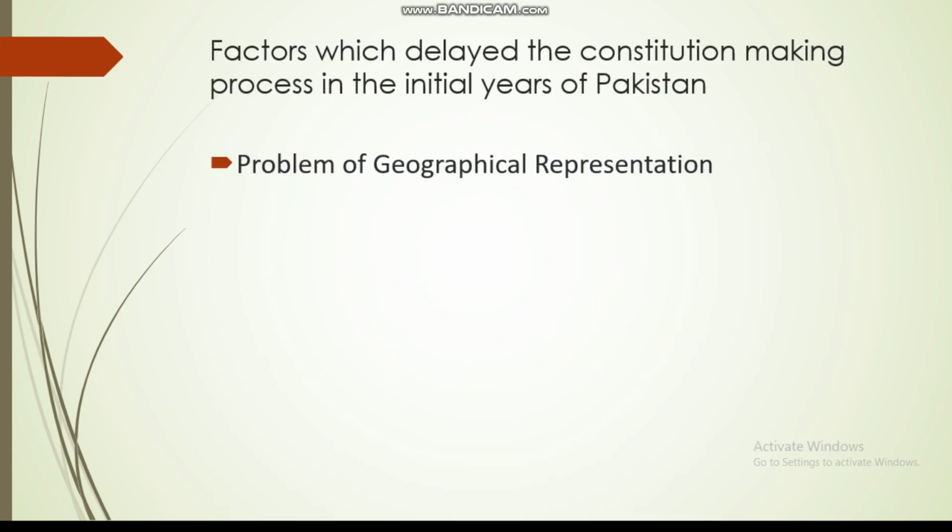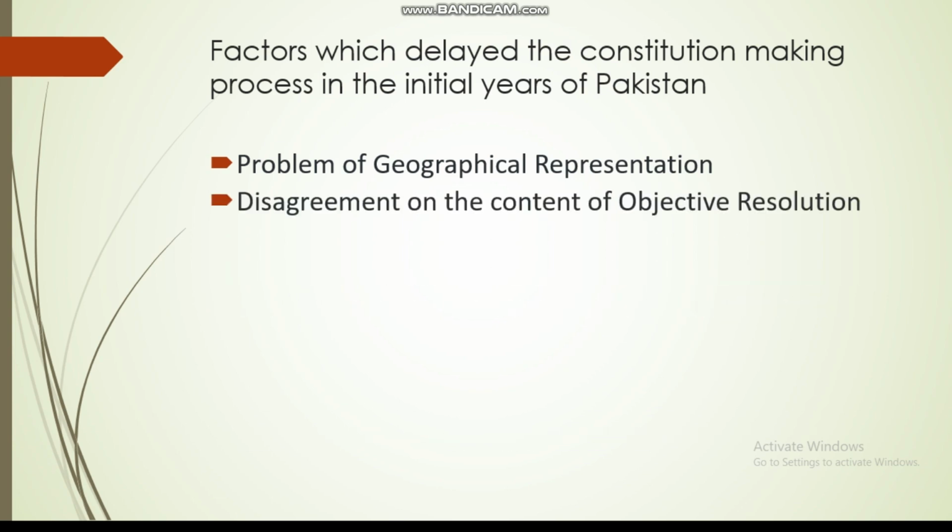Another reason was the problem of geographical representation. Here, East Pakistan was demanding more representation on the basis of population, because their population was 54%. They were demanding representation on the basis of their population. West Pakistan was demanding equal representation for both wings on the basis of geographical units. So this was also a major reason which delayed the constitution making process in Pakistan.